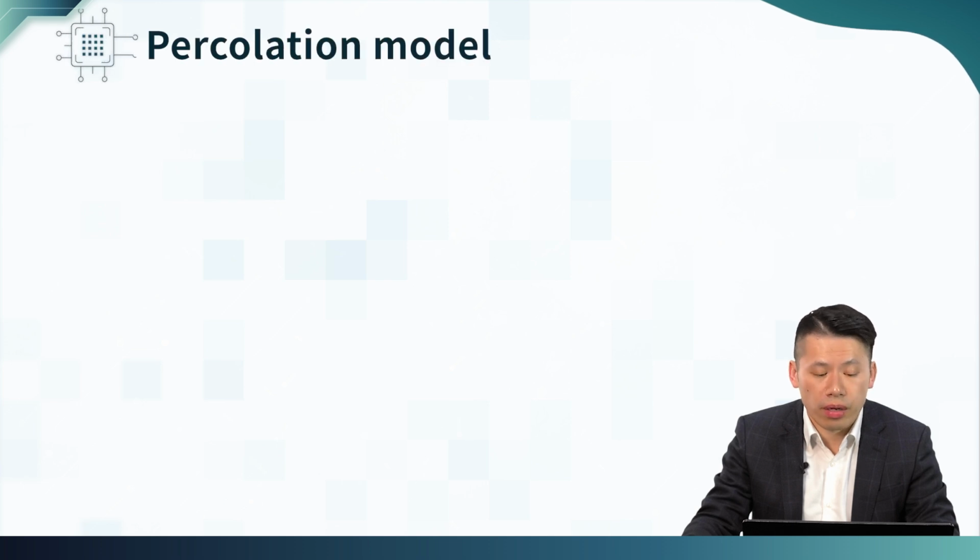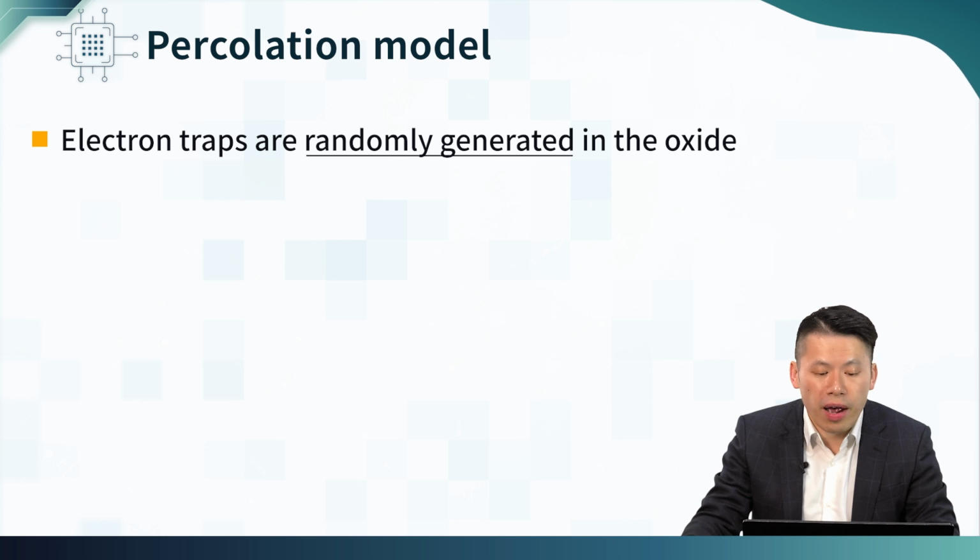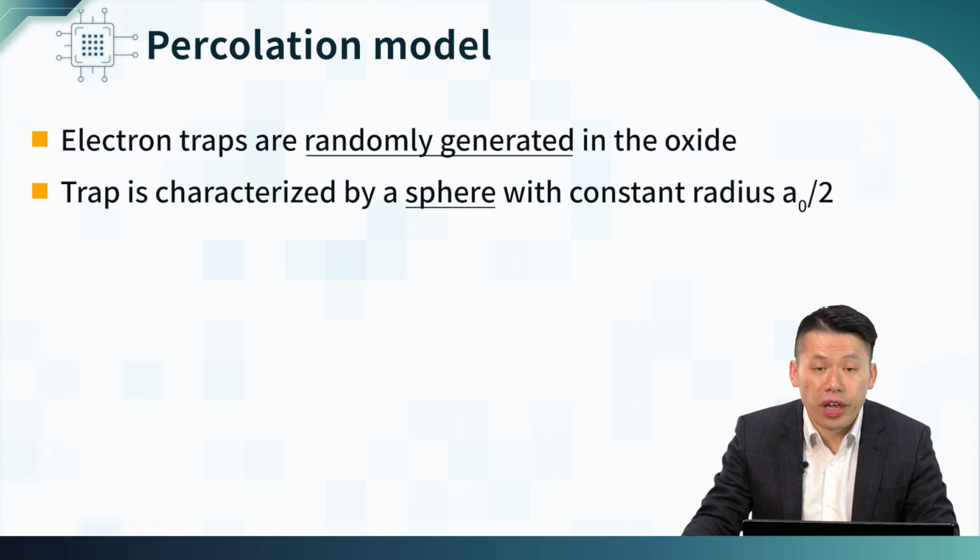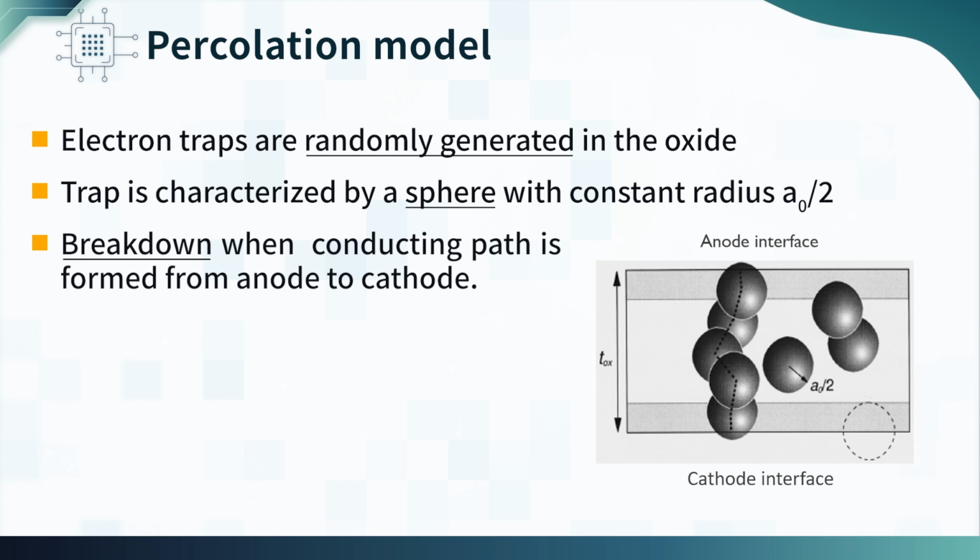First, let me explain the percolation model. Electron traps are randomly generated in the oxide, and we can characterize each trap by considering it as a sphere. When the breakdown happens, that means we start to have a conducting path formation from one side to the other. During the stress, you will start to generate these defects. But when the defects align into one conducting path here, then the breakdown occurs.